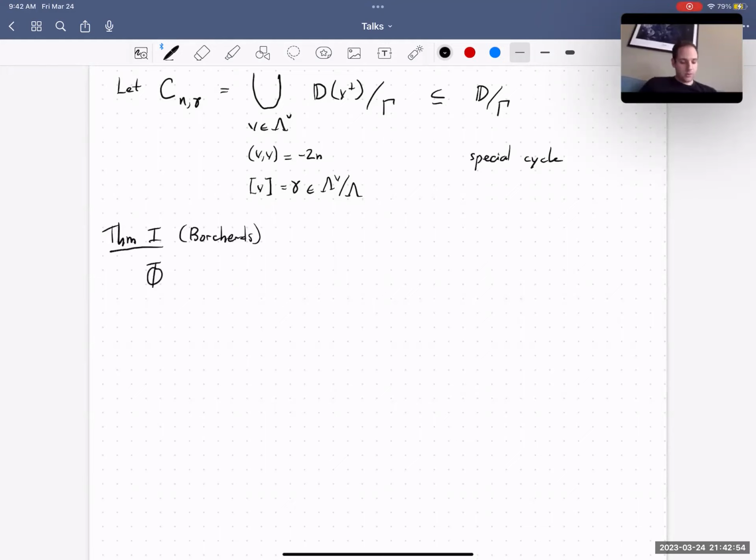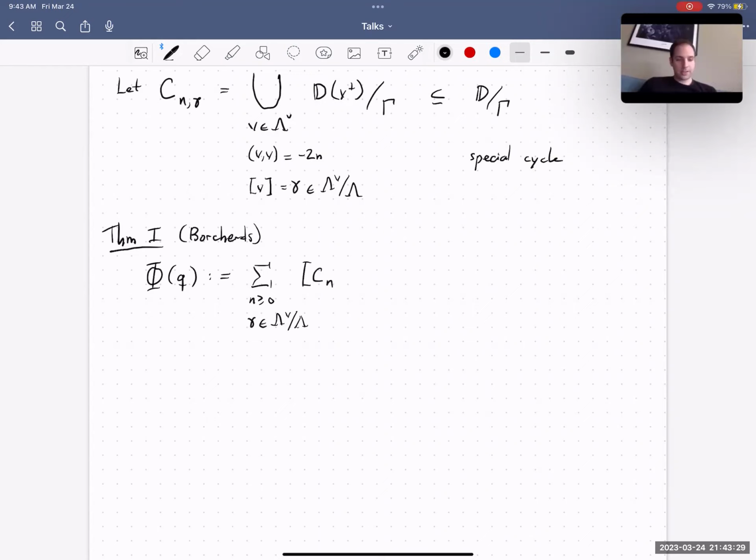What Borcherds defines is a formal generating series in this variable q. So phi of q might look kind of familiar if you do Gromov-Witten theory. It's a sum over all n greater than or equal to 0 and over all gamma in lambda dual mod lambda of the class of this divisor times q to the n times e sub gamma.